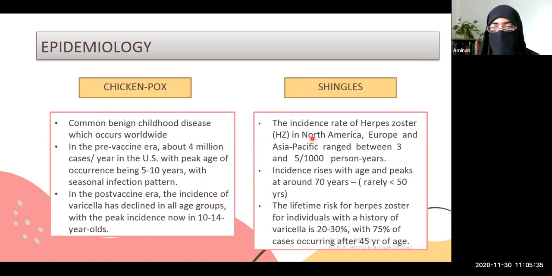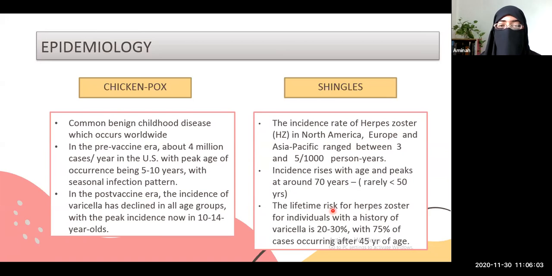Okay, as for shingles, the incidence rate is similar in Malaysia as in most other countries. So it ranges between 3 and 5 per 1,000 person-years. As with other opportunistic infections, the incidence increases with age and peaks at around 70 years. So it's quite uncommon in children, but yeah, I'll be presenting about it too.